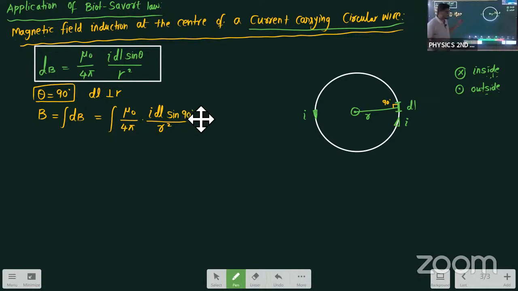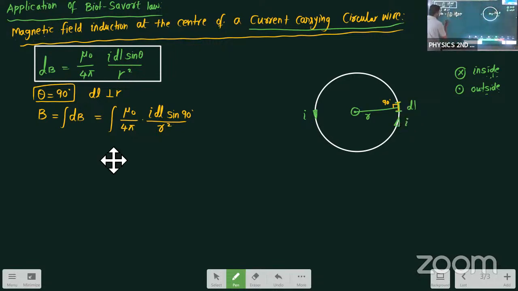Now carefully see here. Mu naught by 4 pi is constant or variable? Mu naught by 4 pi is constant. Is the current flowing through this wire constant or changing? The current flowing through the wire is also constant. The radius of the circular coil is also remaining constant. So what is the only thing which we can change? We can only change the small length element. I can increase the length of this length element, I can decrease it. So the remaining things are constant, so I can take constants outside.